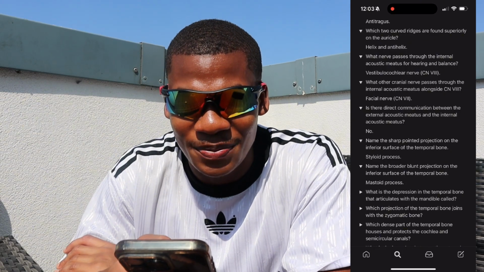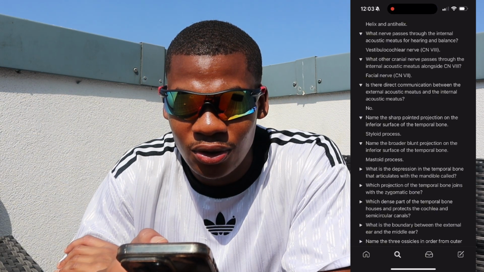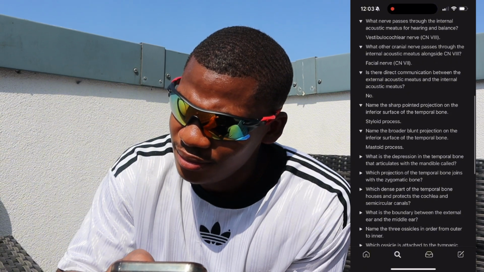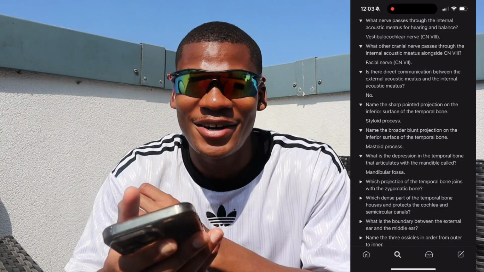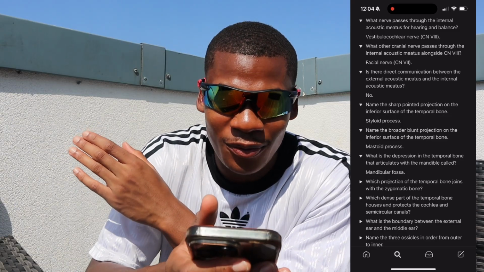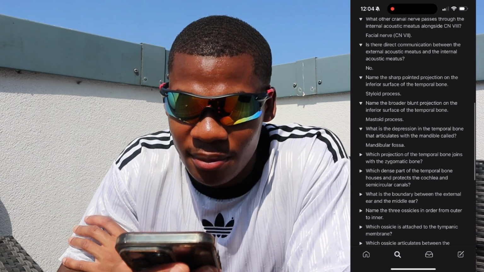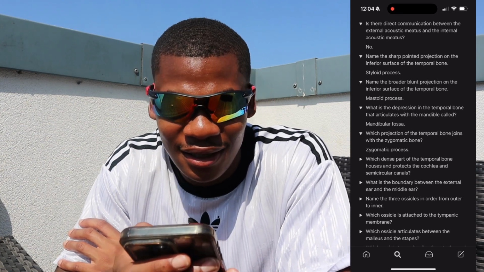What is the depression in the temporal bone that articulates with the mandible? Oh, I should know this. I want to say mandibular fossa. I like how in medicine, a lot of the time things are named after what they articulate with, or what they're surrounded by. Okay, which projection of the temporal bone joins with the zygomatic bone? Oh, the zygomatic process.